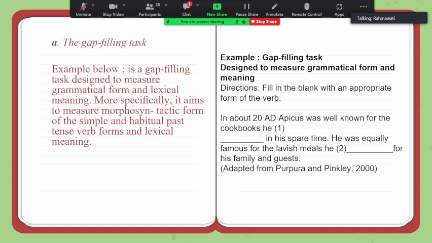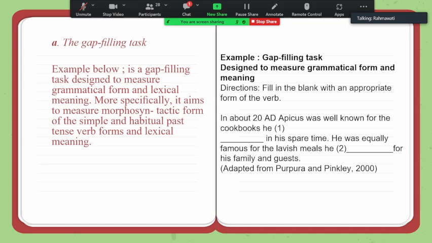The gap filling task presents input in the form of a sentence, passage, or dialogue with a number of words deleted. Examples below is a gap filling text designed to measure grammatical form and lexical meaning. More specifically, it aims to measure morphosyntactic form of the simple and habitual past tense verb forms and lexical meanings.